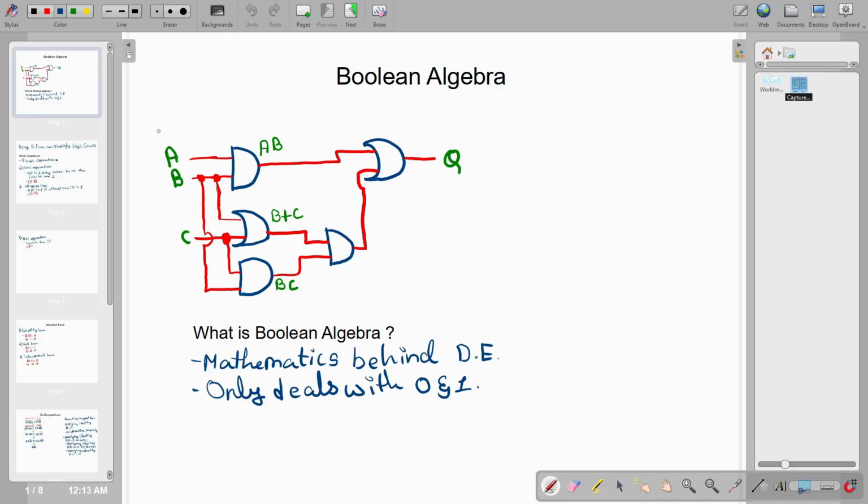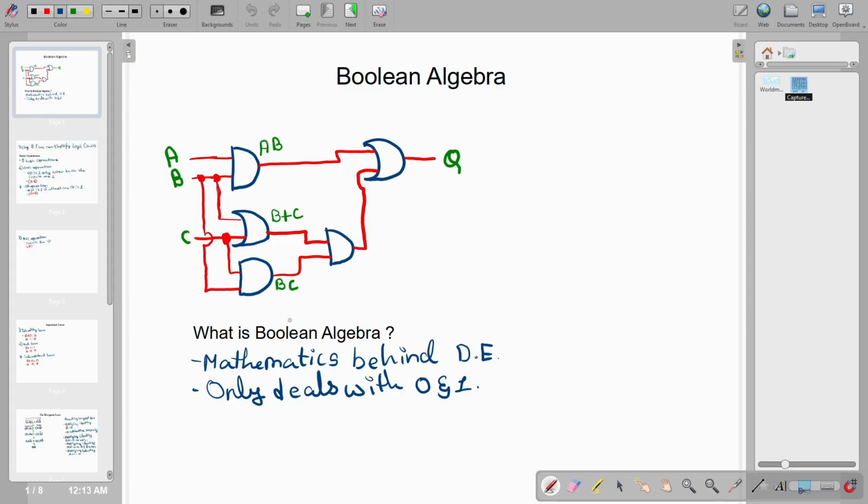The diagram you're seeing here is nothing but a combination of AND and OR gates. As you know, the output of an AND gate is AB. If the input is A and B, the output will be AB. And for the OR gate, the inputs are B and C, so the output will become B plus C. Similarly, after all the operations, we get the output Q.